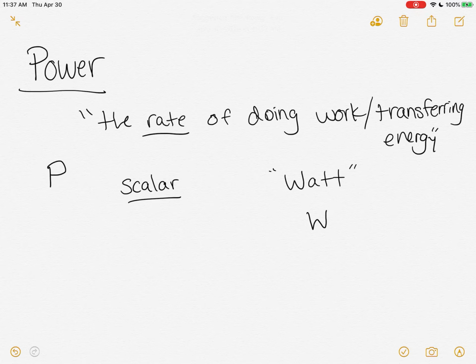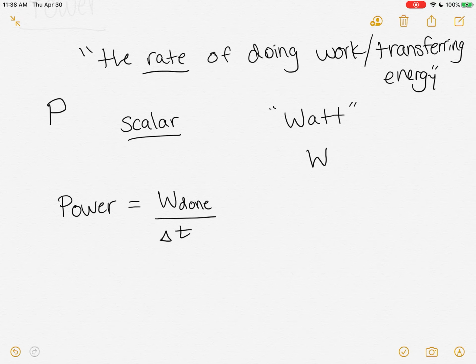All right. So the formula for power, if we are trying to calculate power, power is equal to the work done divided by the time in which we did it. And since work is equivalent to energy, we can say that power is the change in energy over the change in time. Okay, and so what that means is that 1 watt is 1 joule per 1 second. And so the unit of the watt is a joule per second.